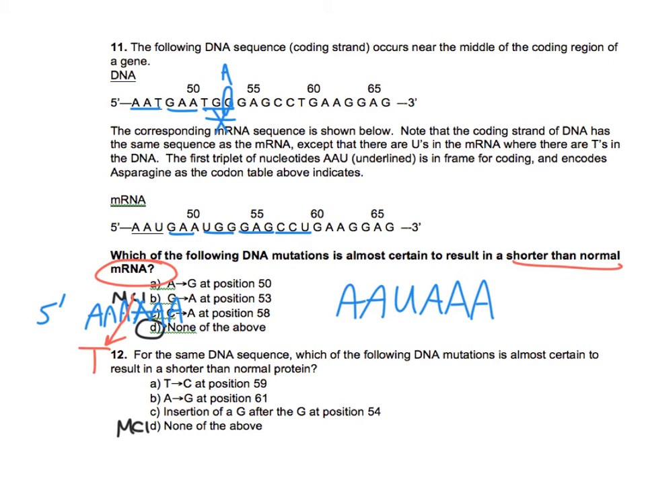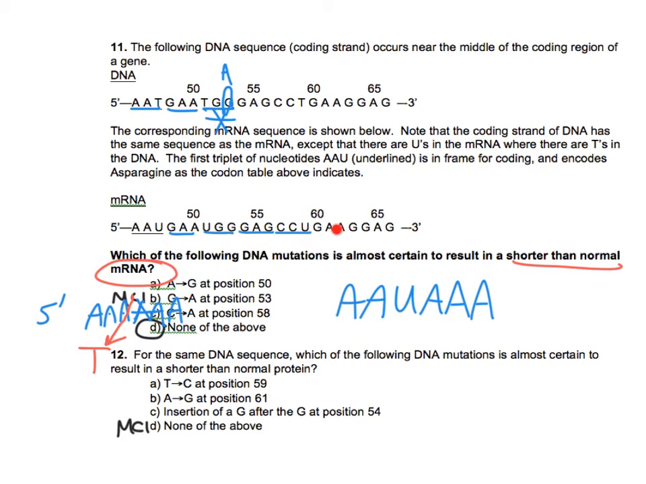So if we change position 59, this U, to a C, does CCC change anything? Is that a stop codon? That's option A, T to C at position 59 right there. That's CCC, proline, I think. It doesn't matter. It's not a stop codon.